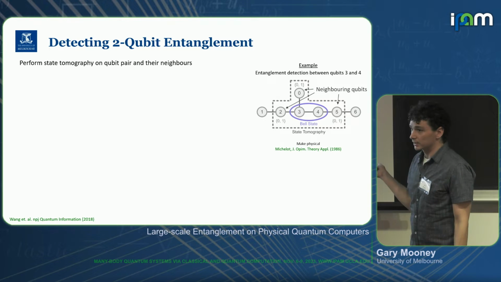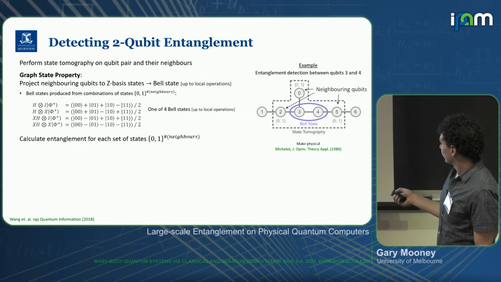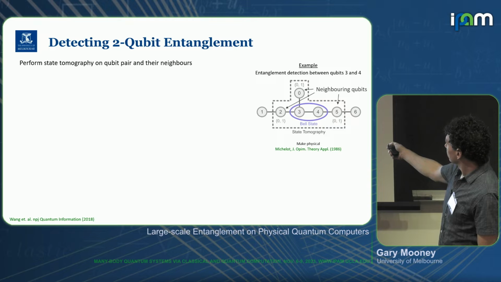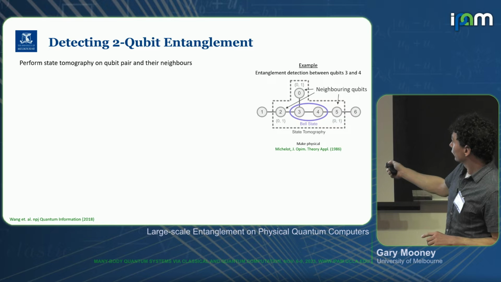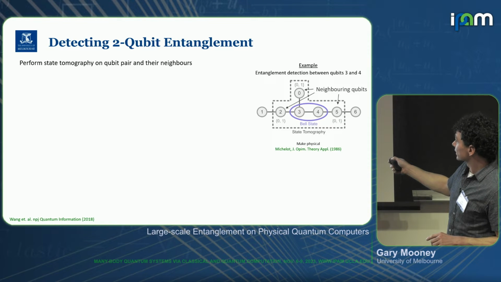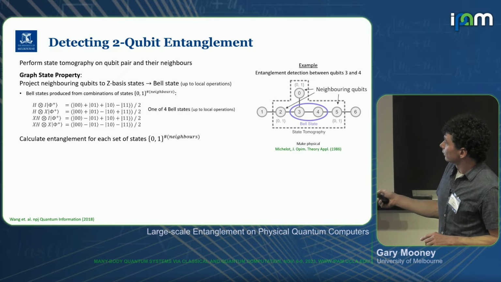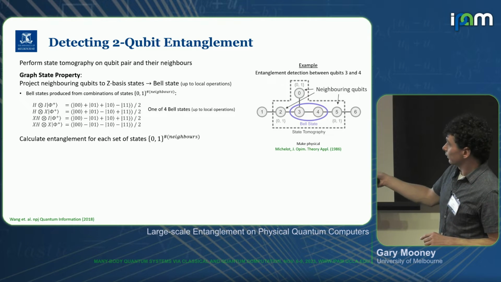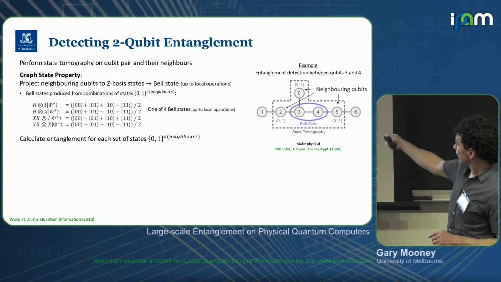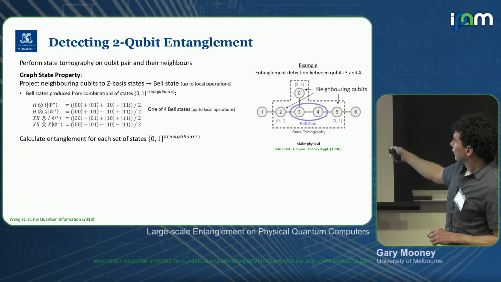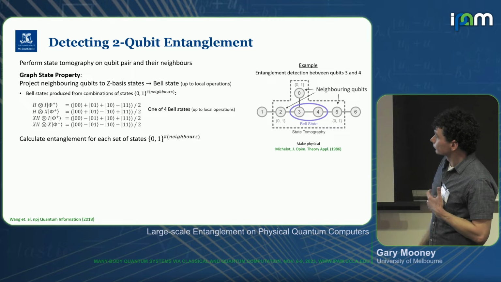Cool, so now how do we then detect the entanglement between the 2 qubits? So first we're going to be using quantum state tomography, but only on the pair of qubits that we care about, plus the nearest neighbor qubits. Then we're going to be using this cool property of the graph state, which is that if we measure these outside qubits here, the remaining state falls into one of these 4 Bell states.